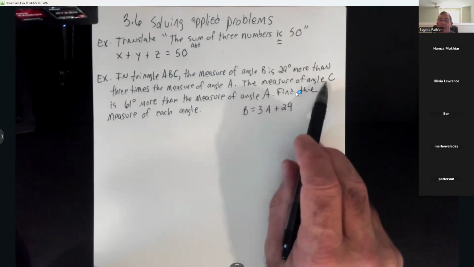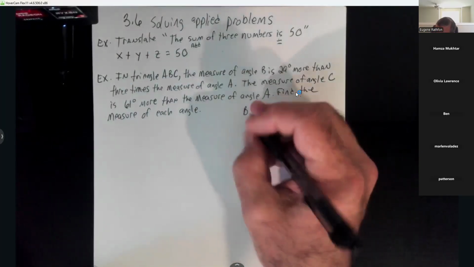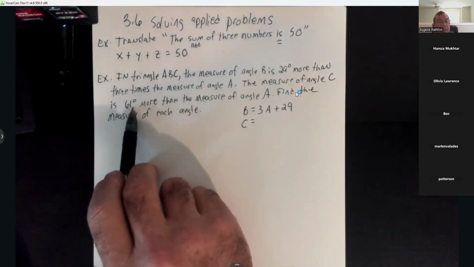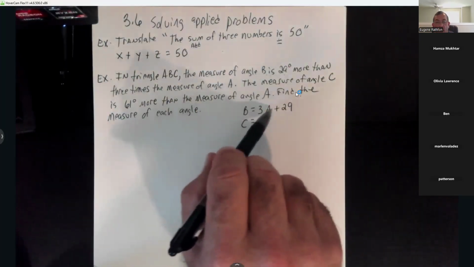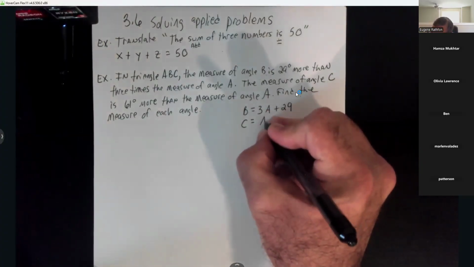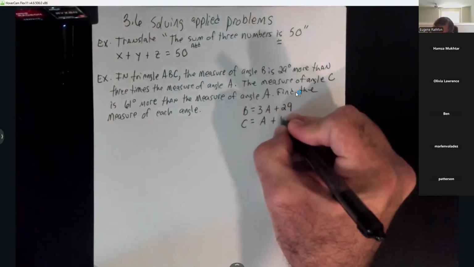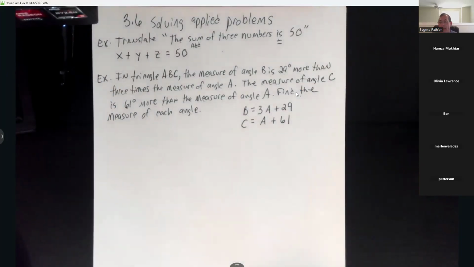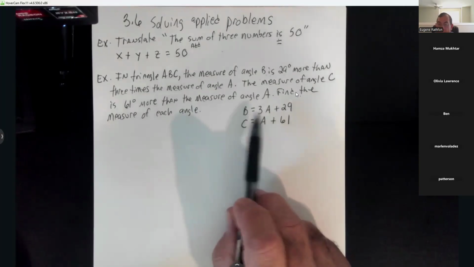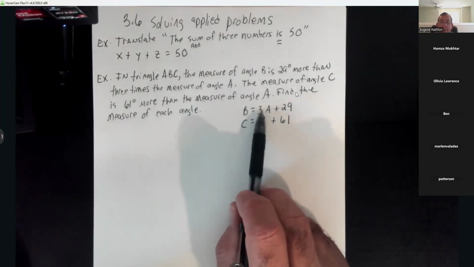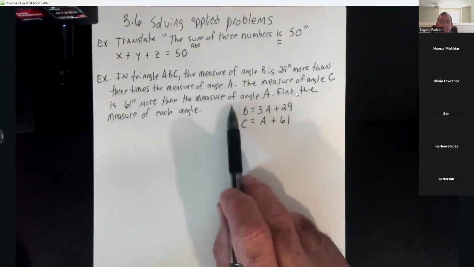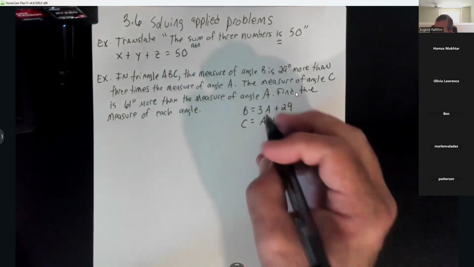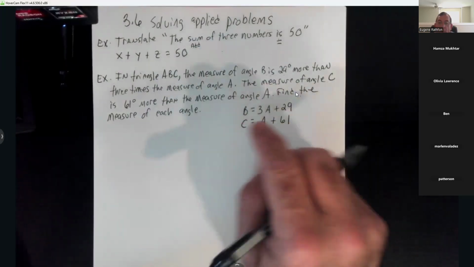Then it says the measure of angle C. So C equals 61 degrees more than A. So that's going to be A plus 61. Now, in a second, we're going to get everything on the other side. Remember, the A's have to be in a column, the B's have to be in a column, and then the C's. Okay? So let me get everything moved over.